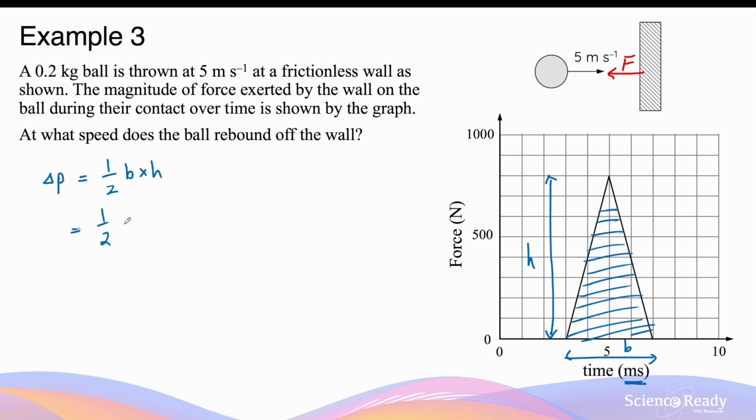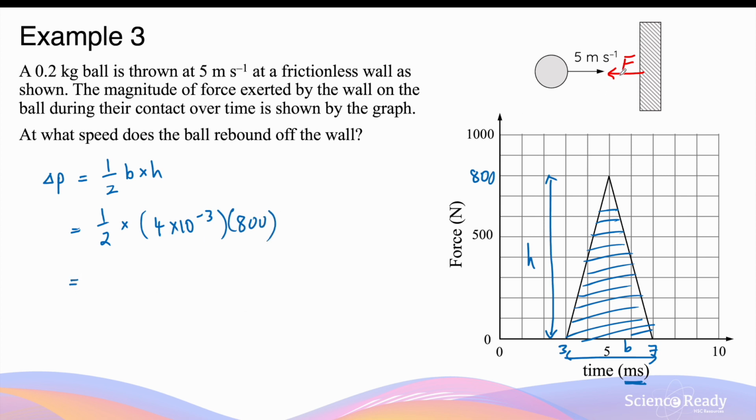So the change in momentum equals half times by the base, which will go from 3 milliseconds to 7 milliseconds. This is a total of 4 times by 10 to the power of minus 3 seconds, multiplied by the height of the triangle, which goes to 800 newtons. So times by 800 here.